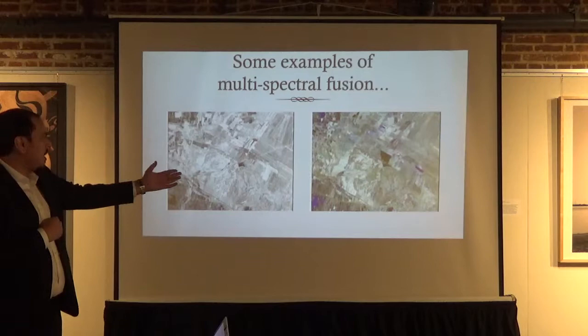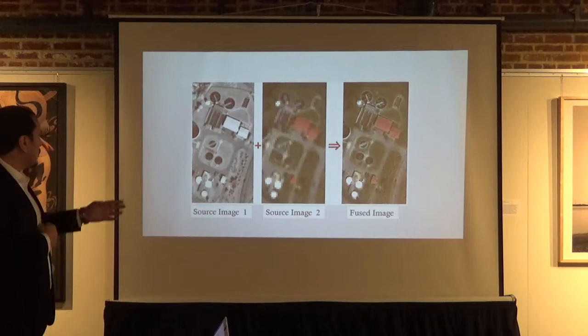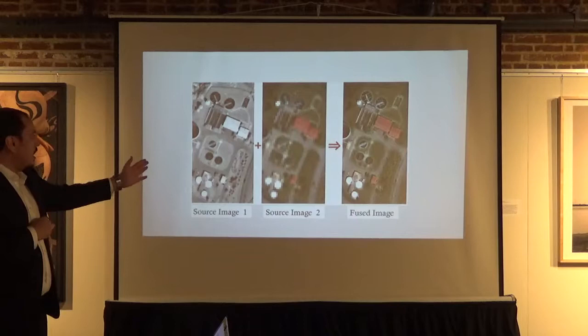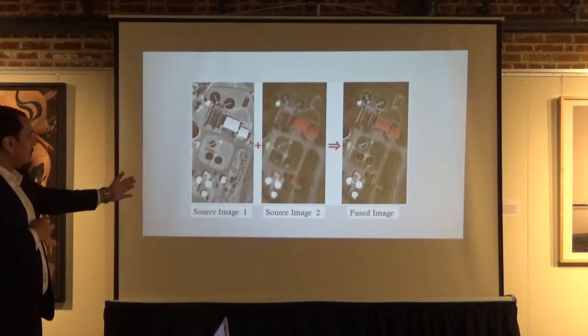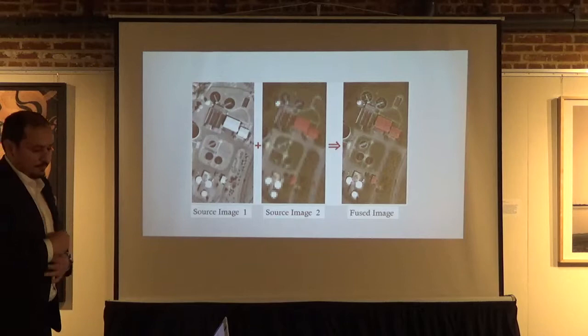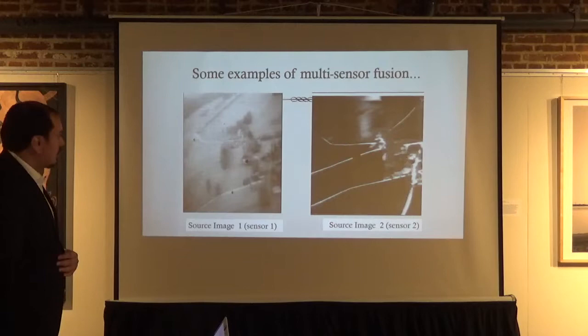Here, this is the source image, a high resolution gray image. The second one is the RGB color image, but with a low resolution. By fusing them together, we will be able to get a better image than these two together. This is another example, of two images taken from multiple sensors.